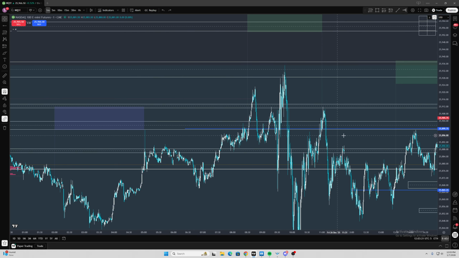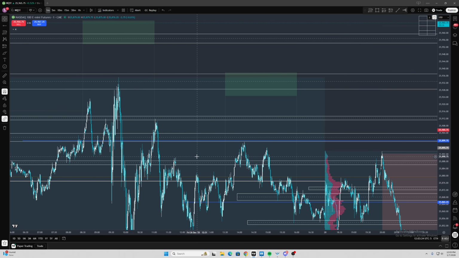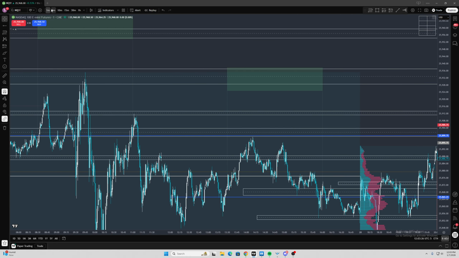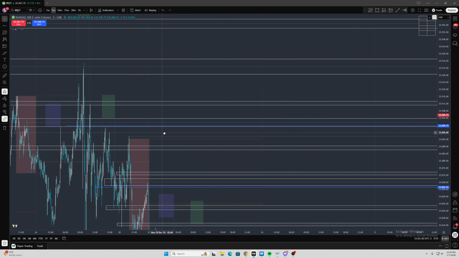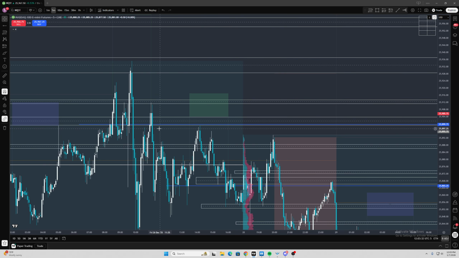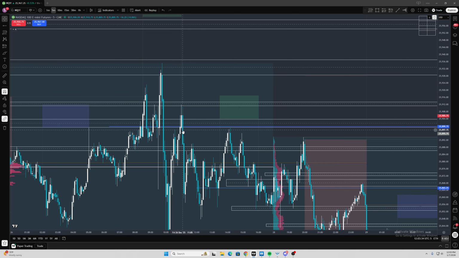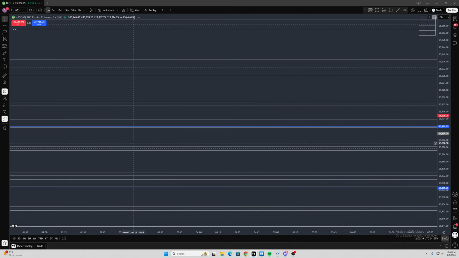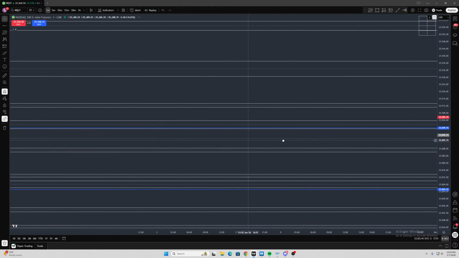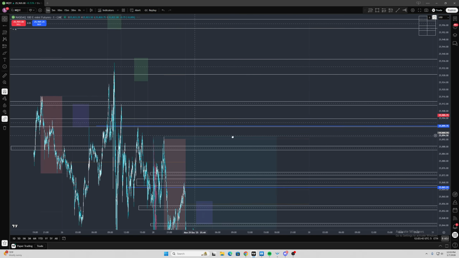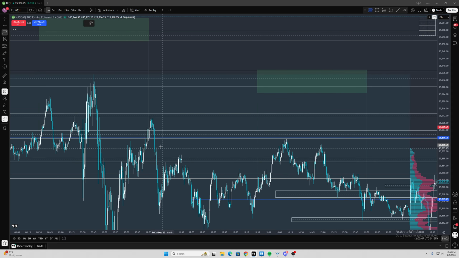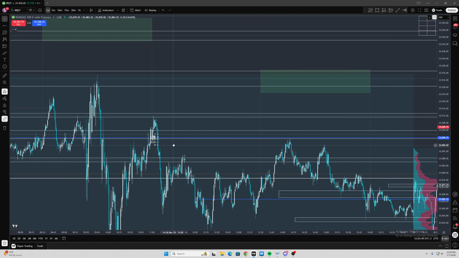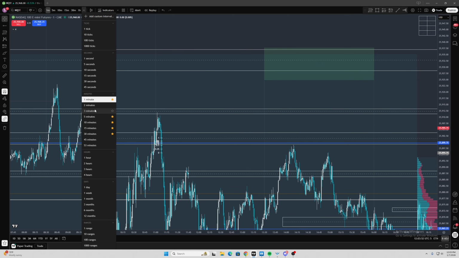And then what do we have in that C shape? Go to the 5 minute. In that low volume node, we have basically a 5 minute gap fill right here, a fair value gap getting filled. And then if we go to the 1 minute, as we were just on, we have about the CE of a 1 minute fair value gap right here. Or I think it was the 3 minute.